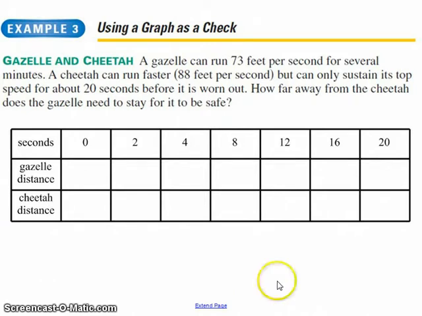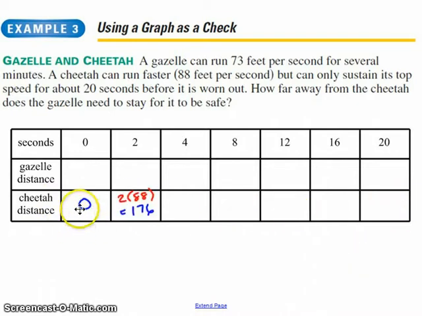Well, actually, if you're the gazelle, you hope they don't. If you're the cheetah, you hope they do, of course. It's dinner. So I've run this problem as though we're looking at it from the cheetah's perspective. The cheetah wants to reach the gazelle by the 20th second because, as it says, after 20 seconds, the cheetah's worn out. So it's only going to run for that long. So the way I did this problem is I filled out this table for the cheetah first.